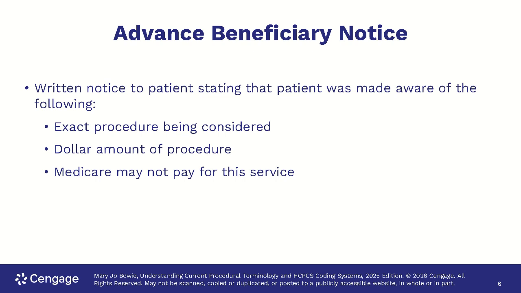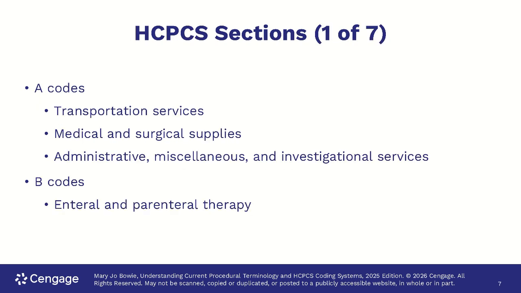Documentation, documentation, documentation. Remember in the insurance class, we talked about documentation improvement. Another term that I know is not unfamiliar to you is the ABN, the Advanced Beneficiary Notice. This is a written notice to the patient that states they were made aware of the exact procedure being considered. This is given to the patient before the service happens. So, the exact procedure being considered, the dollar amount associated with the procedure, and the possibility that Medicare would not pay for this service. So this is primarily a Medicare thing, but some other payers may have something similar. But typically, when you hear ABN, think Medicare.